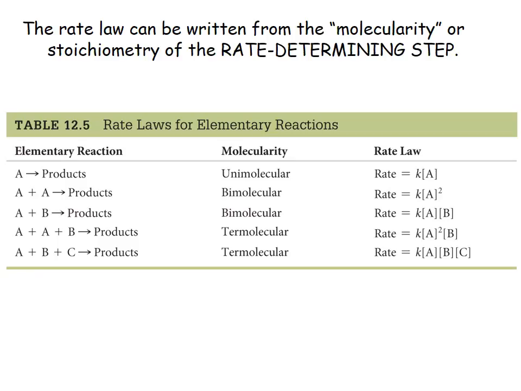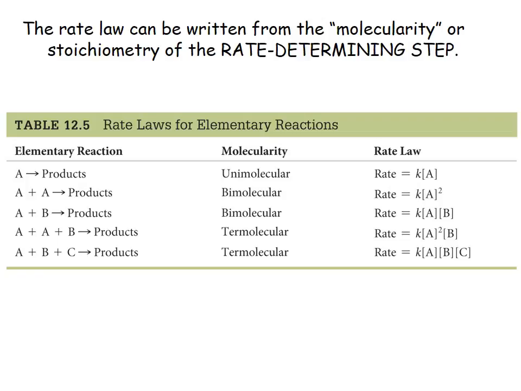And the overall rate law that we've been talking about, first order, second order, can be written from what's called the molecularity, which is just the stoichiometry of the rate determining step. So we use the word molecularity to describe the number of molecules that collide in a given step, in a given what's called an elementary step, which would be the individual steps of the mechanism.